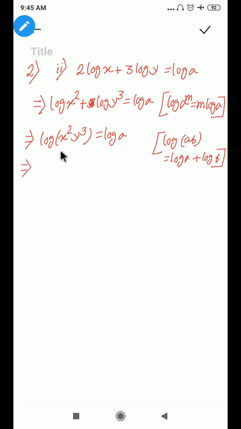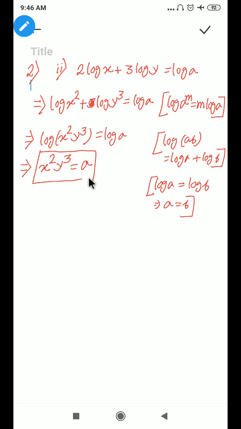Now log is given on both sides, so you can use this formula here. We know that log a is equal to log b. This implies the base should be the same. This implies a is equal to b. So you can use this formula here. So that will be x square y cube is equal to a. So these terms are free from log. So in this way you can solve the rest of the problems. Thank you everyone.